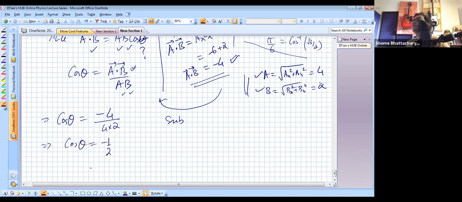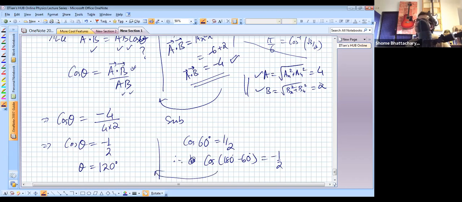So you know that theta is 120 degrees because you know that cos 60 is half. Therefore, cos of 180 minus 60 is minus half. So very simple really, nothing difficult in this.